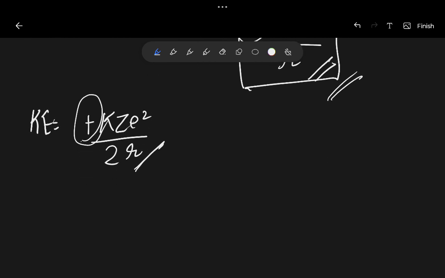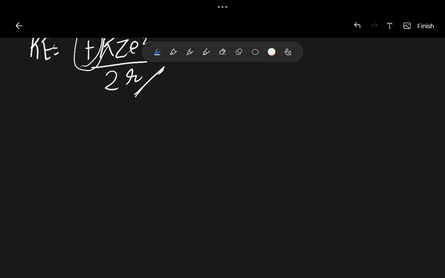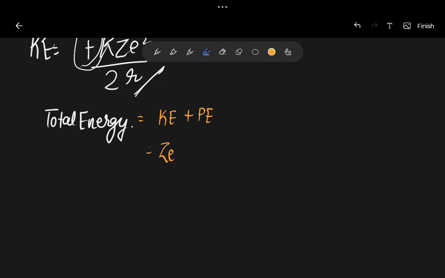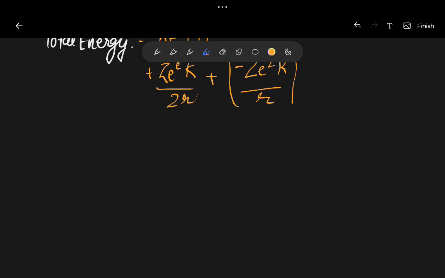Now let's talk about total energy. What do you mean by total energy? It is nothing but just the sum of kinetic energy and potential energy. So what was kinetic energy? It was plus Ze square K upon 2R, and potential energy is minus Ze square K upon R.